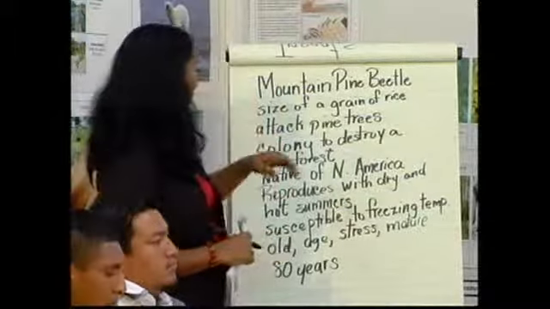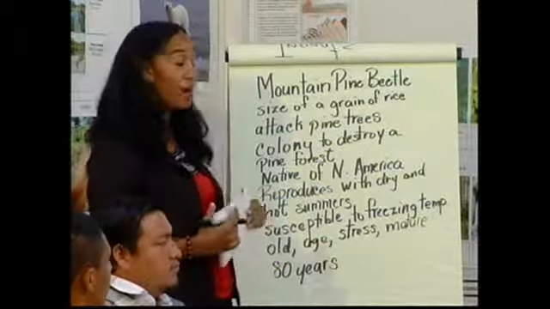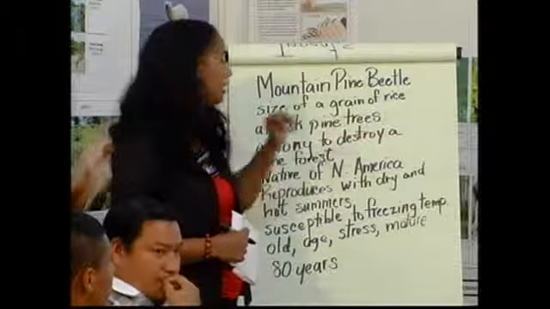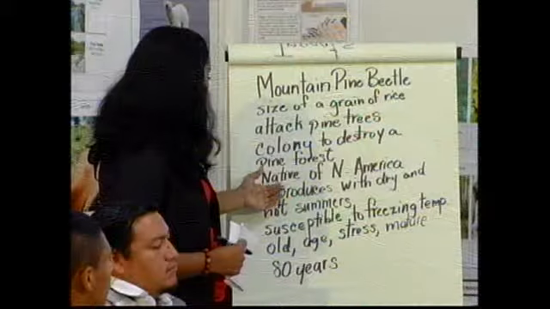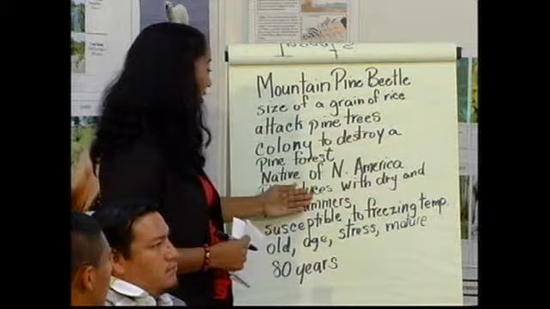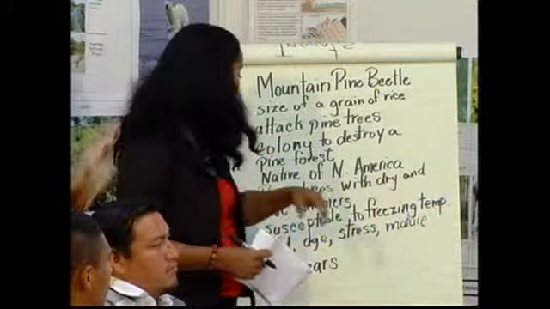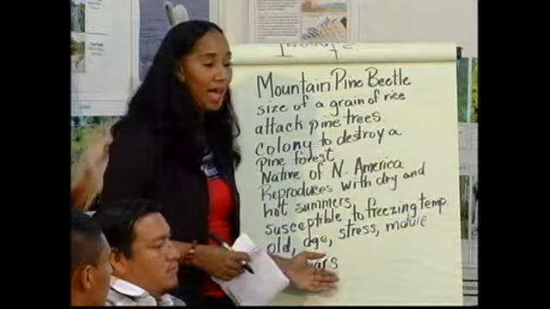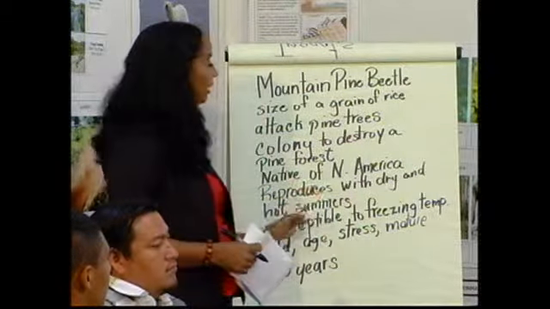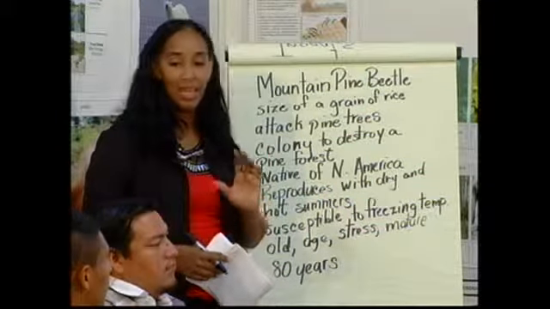Okay, so these are just some basic facts about the mountain pine beetle. Kyle said it is the size of a grain of rice. We know that it attacks pine trees. They live in colonies, and they attack the bark of the pine trees. That's the first area where they lay their eggs. They're a native of North America. They reproduce in abundance whenever we are experiencing dry and hot summers. They're susceptible to freezing temperatures. They cannot live in the cold. And based on research, I found that the mountain pine beetle lives almost on every continent except Antarctica. Why do you think they cannot live on Antarctica?